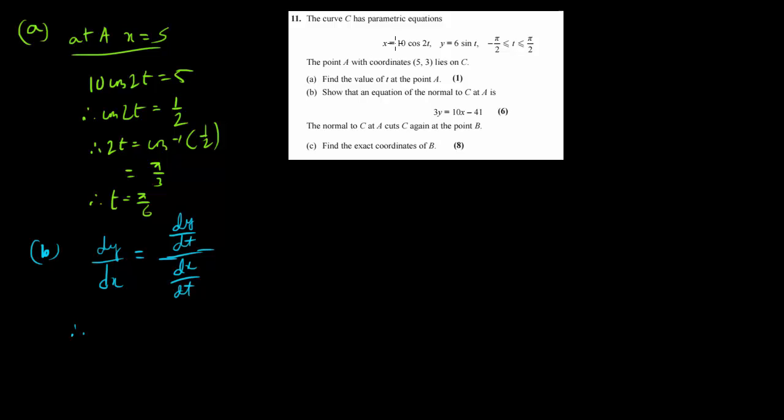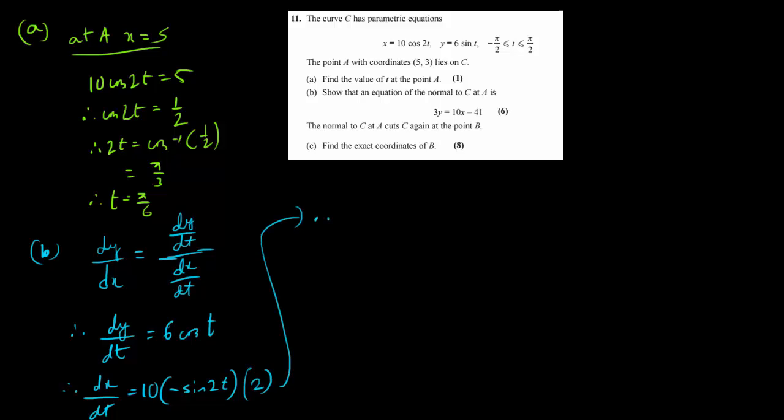If we differentiate y, we get dy by dt. So 6 is a constant, and sine t, if you differentiate it, is cos t. And if you do dx by dt, then 10 is a constant. Derivative of cos theta is minus sine theta, which is 2t. And by the chain rule, d by dt of 2t is 2. So, therefore, dy by dx is going to be dy by dt, which is 6 cos t, divided by dx by dt, which is minus 20 sine 2t.